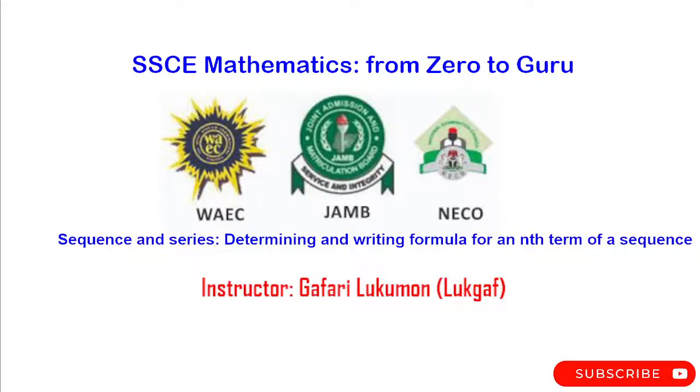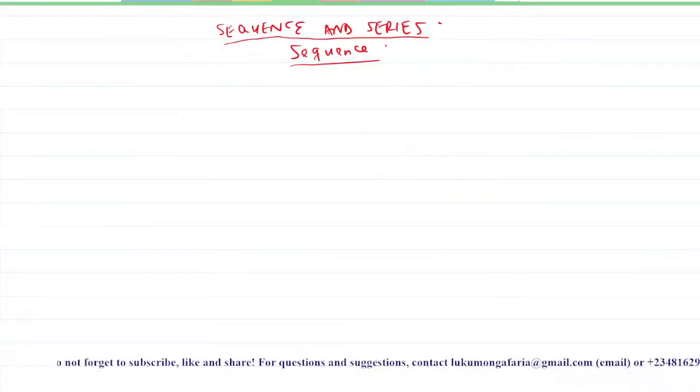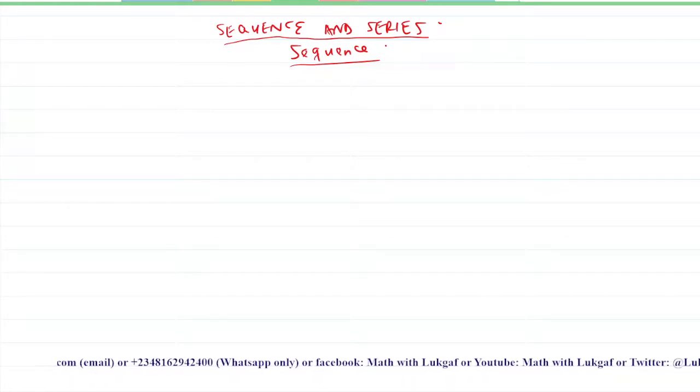Hi guys, welcome back. Today I will start a new topic called sequence and series. In this video, I'm going to explain what a sequence actually means and the types of special sequence we have. Then in the last part of the video, I'm going to explain how you can obtain an nth term of a sequence, or how to generate a general formula for a sequence.